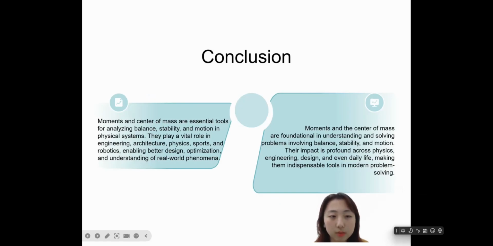Okay, conclusion. Moments and center of mass are essential tools for analyzing balance, stability, and motion in physical systems. They play a vital role in engineering, architecture, physics, sports, and robots, enabling better design, optimizing, and understanding of real-world phenomena.